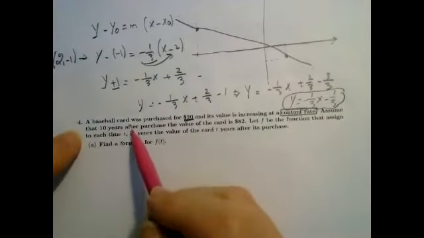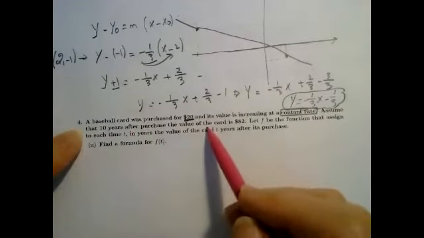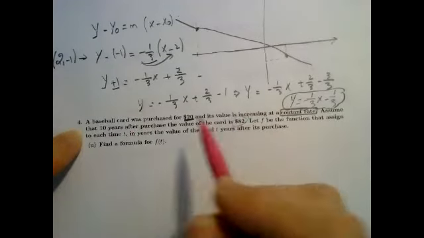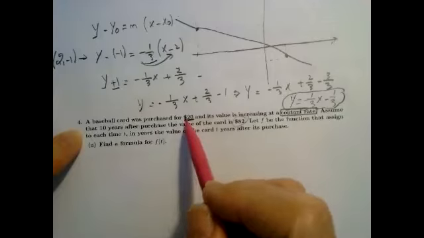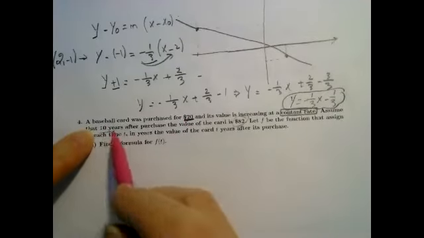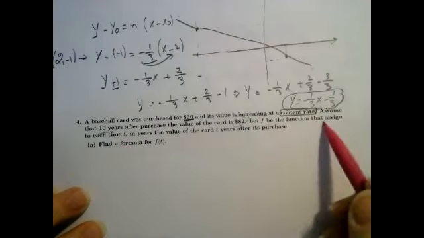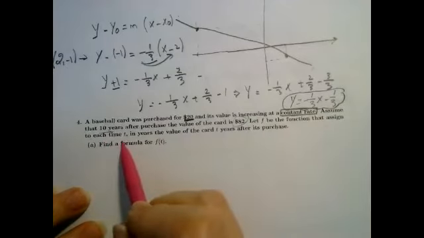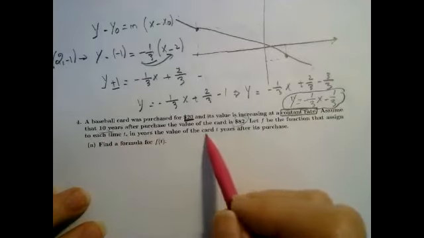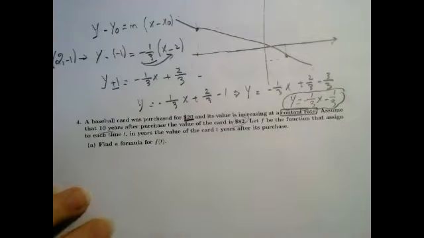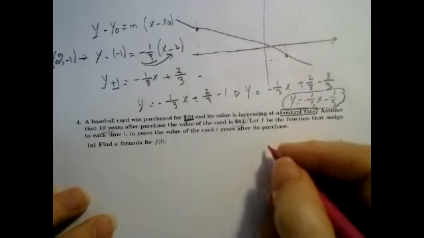Assume that 10 years after purchase, the value of the card was $82. So you buy it at $20. After 10 years, it's worth $82, and it's increasing at the same rate. It means increasing by the same amount every year. Let f be the function that assigns to each time t in years the value of the card t years after its purchase. So what is f?